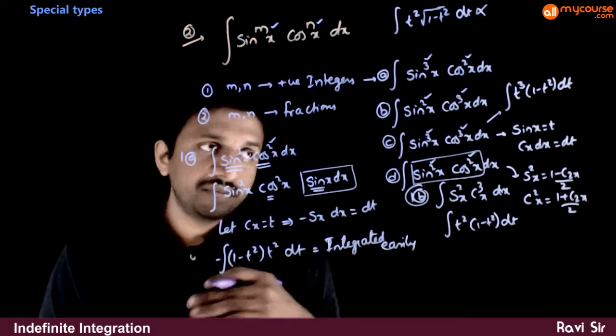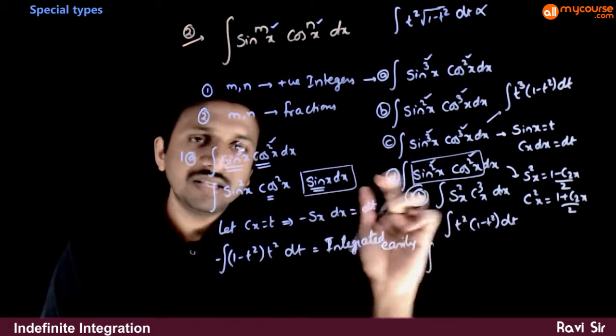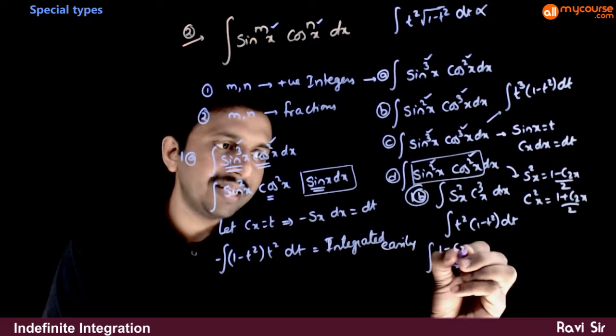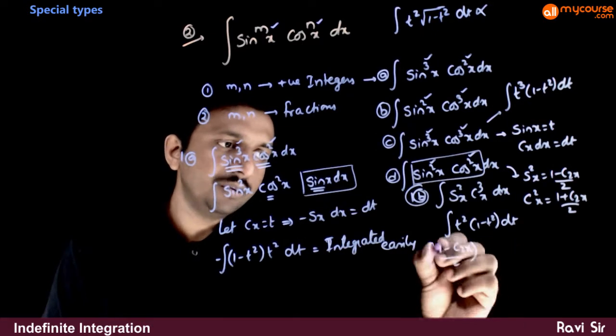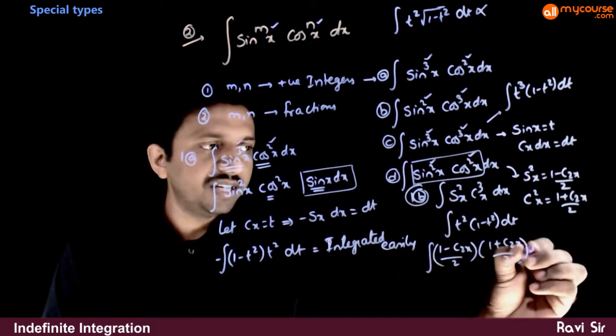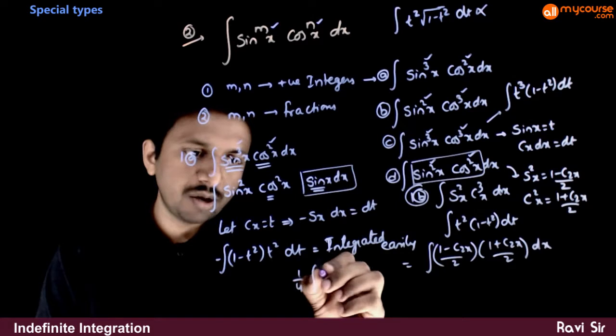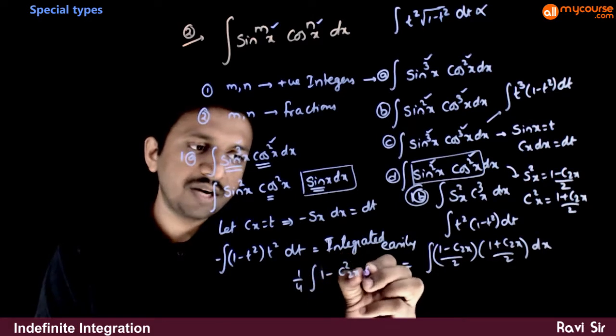you can integrate it. That is, if you want to integrate sin square x cos square x, what you do is integration of sin square x is 1 minus cos 2x by 2 into 1 plus cos 2x by 2 dx. So this becomes 1 by 4 times integration of 1 minus cos square 2x dx.